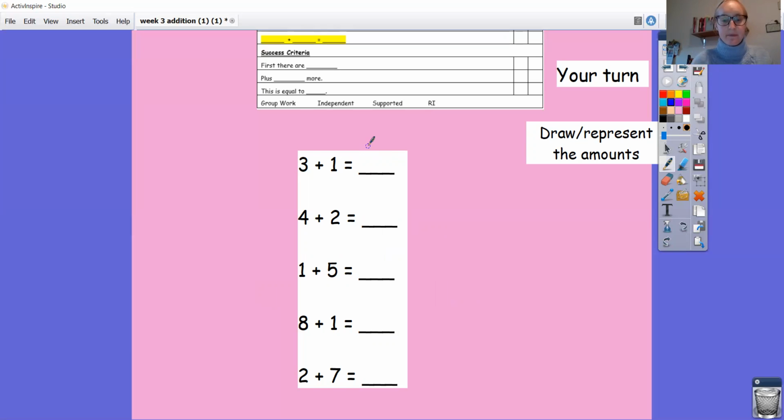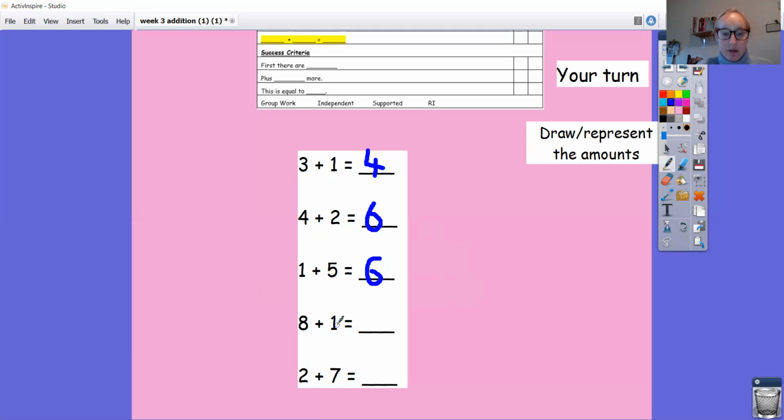But right now, I'm just going to show you what the answers are for the equals at the end of my number sentence. So here I've got, first there are 3 plus 1 more, and that is equal to 4. So well done if you got that correct and drew your visual representation underneath. Here I've got the first part is 4 plus 2 more, so the whole needs to be 6. First part is 1 plus 5 more, so this is equal to 6 as well.